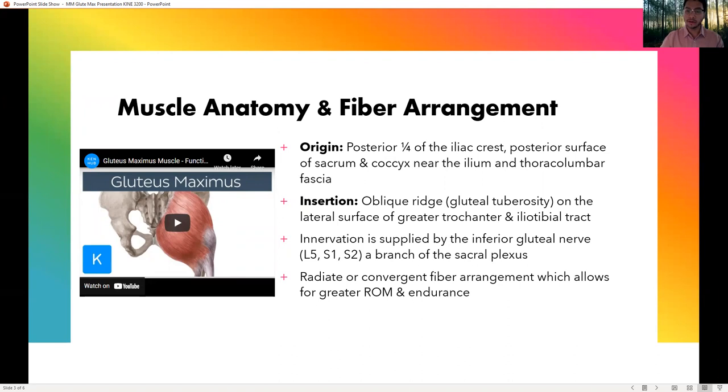Innervation is supplied by the inferior gluteal nerve originating from L5, S1, S2, and it is a branch of the sacral plexus. It is a radiate or convergent fiber arrangement, which allows for greater range of motion and endurance.